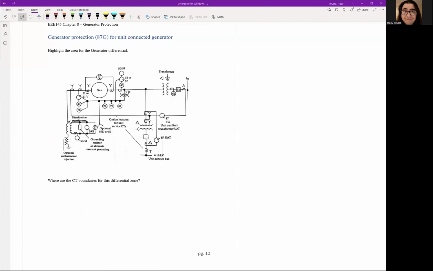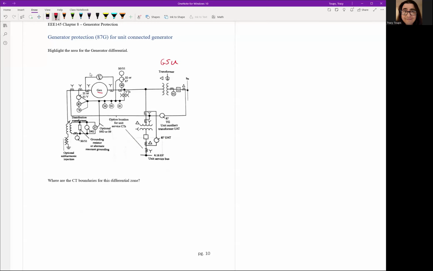So now let's start talking about how to set up the 3 differential zones for a unit connected transformer. All right, so now we're in the more complicated version. So remember, for any bulk electric generation station, it's going to be a unit connected generator. So you're going to have your GSU right here. And then you're going to have your actual generator.